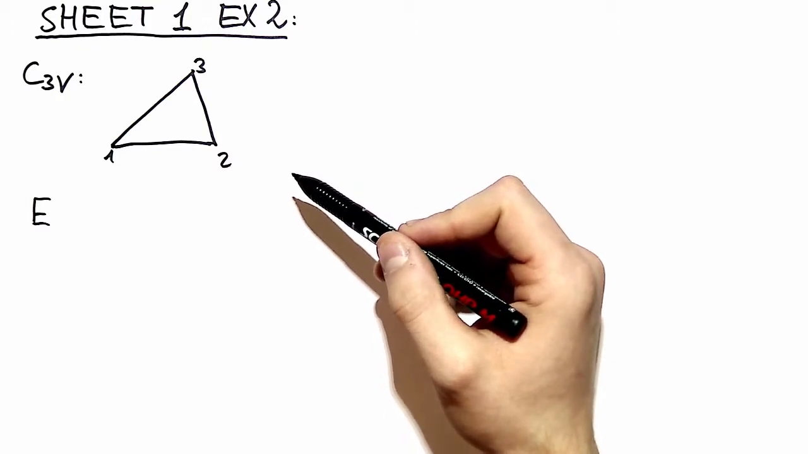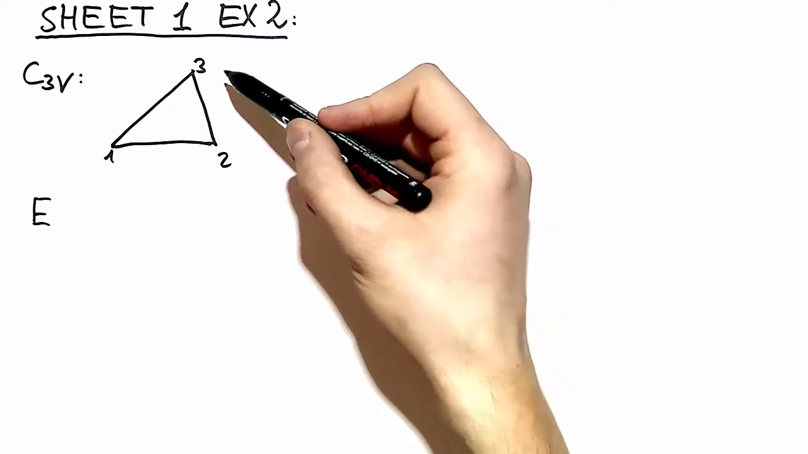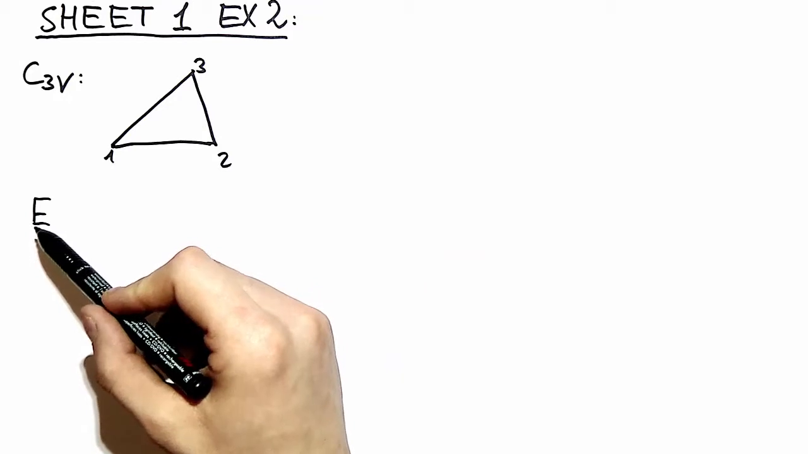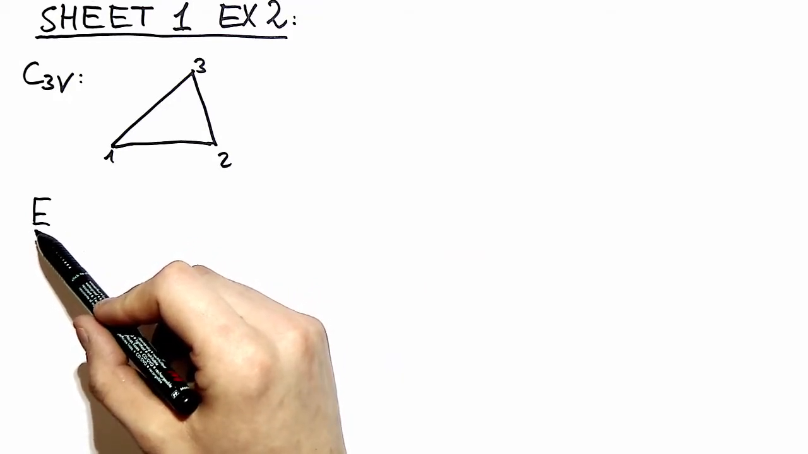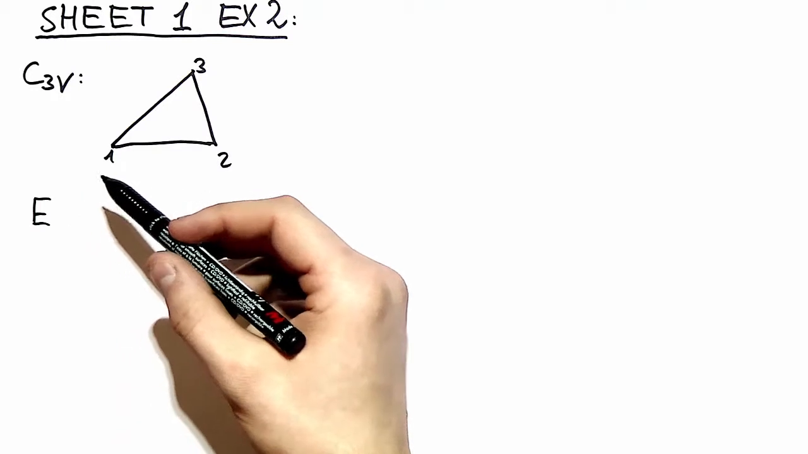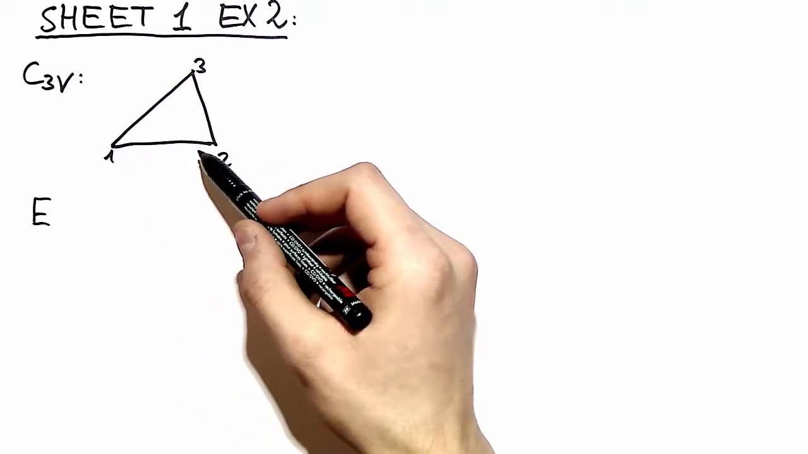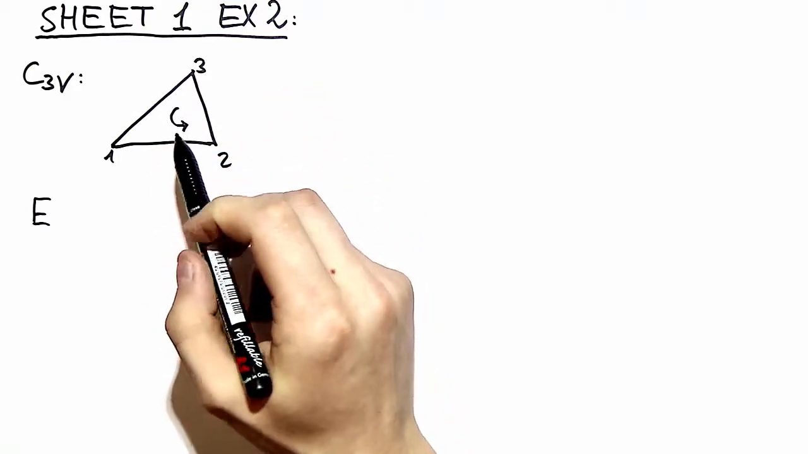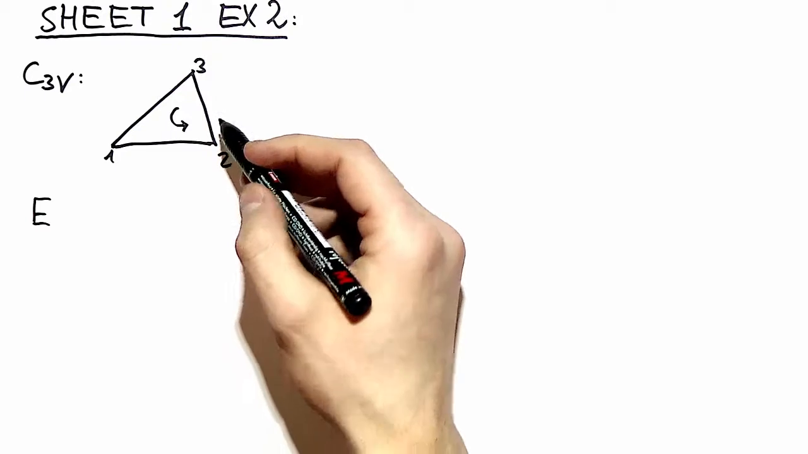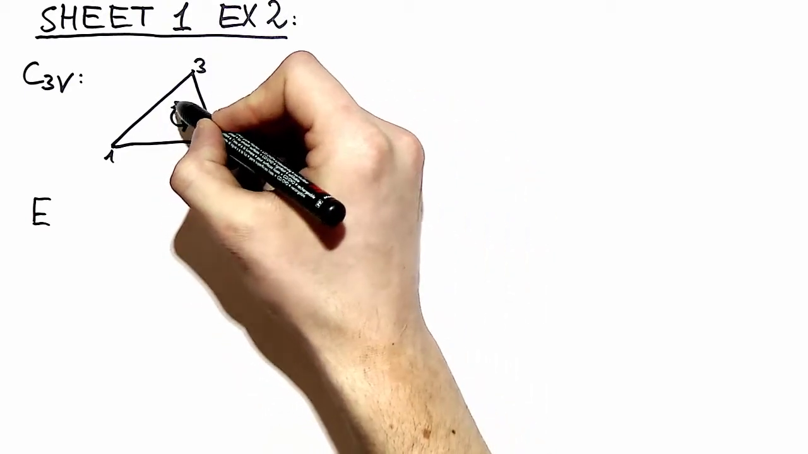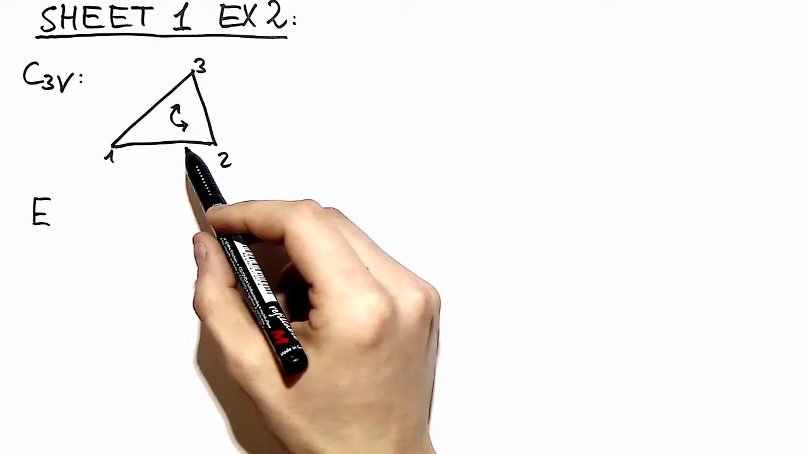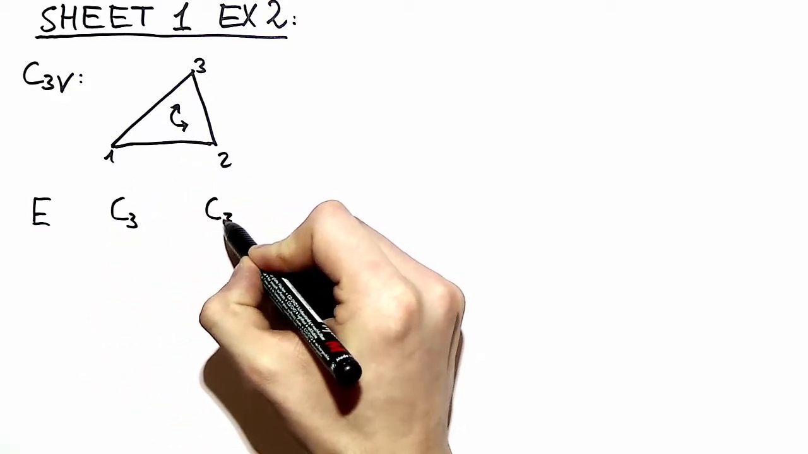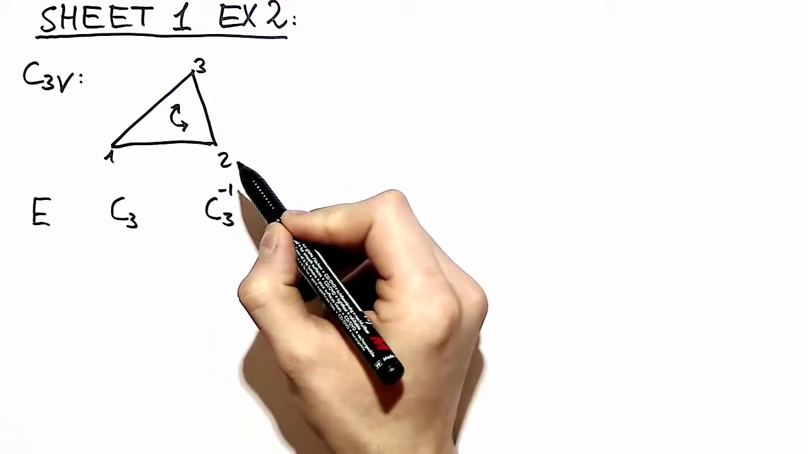Now we're asked to question ourselves: what kind of symmetry operation leaves this structure intact? First of all, we can think of the identity, which of course leaves every structure intact. But then we notice that if we rotate by 1/3 of 2 pi, we map this triangle onto itself. In the same way, rotation the other way by 1/3 of 2 pi leaves this structure intact. So we have as other symmetry operations C3 and C3 to the minus 1.